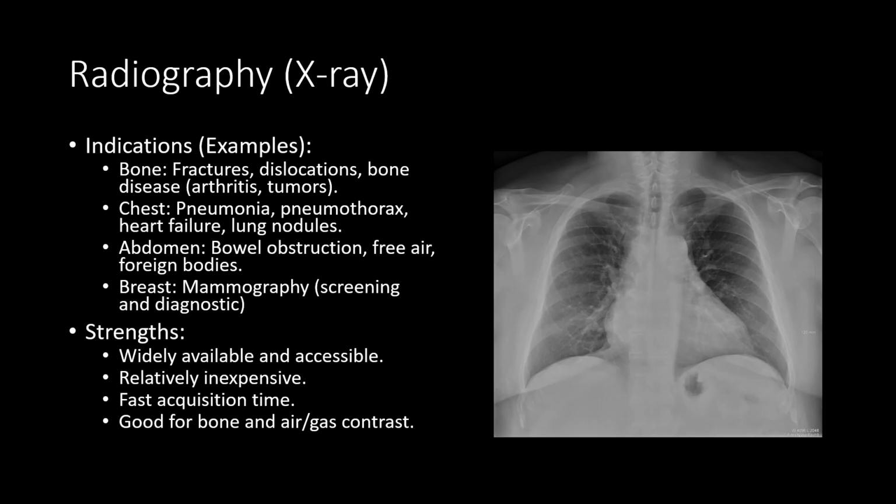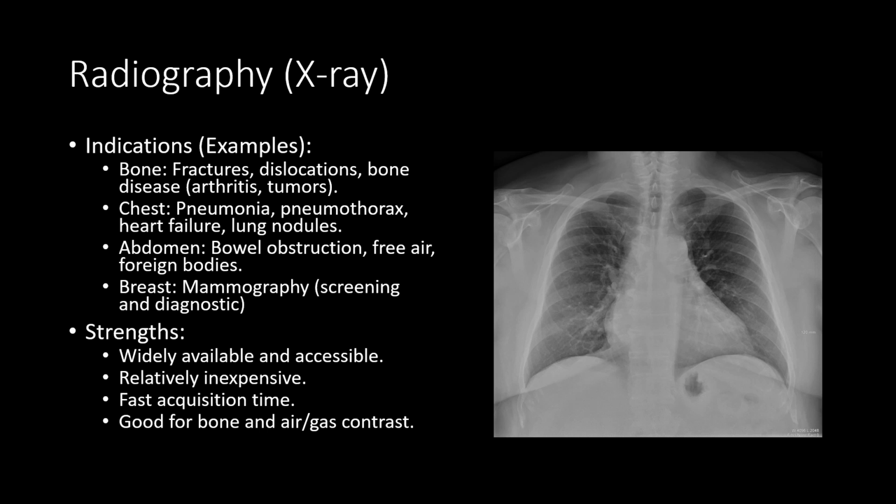Starting with X-rays, this is one of our most basic imaging modalities, and I've listed some common indications for X-ray here. So in terms of musculoskeletal imaging, looking at fractures, dislocation, types of arthritis, and different types of bone tumors, X-rays can be very useful. In the chest, we're often looking for pneumonia or airspace disease. We can detect pneumothorax. We can look at heart failure and detect pulmonary nodules. Very common to do chest X-ray for those different indications.